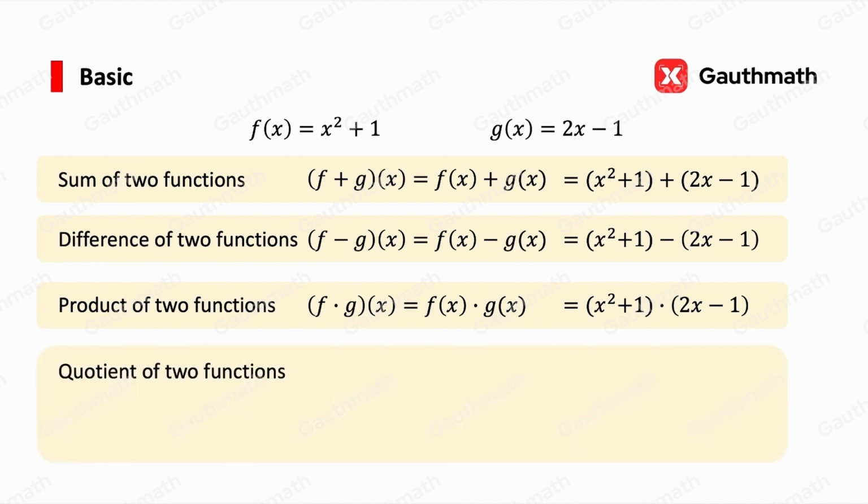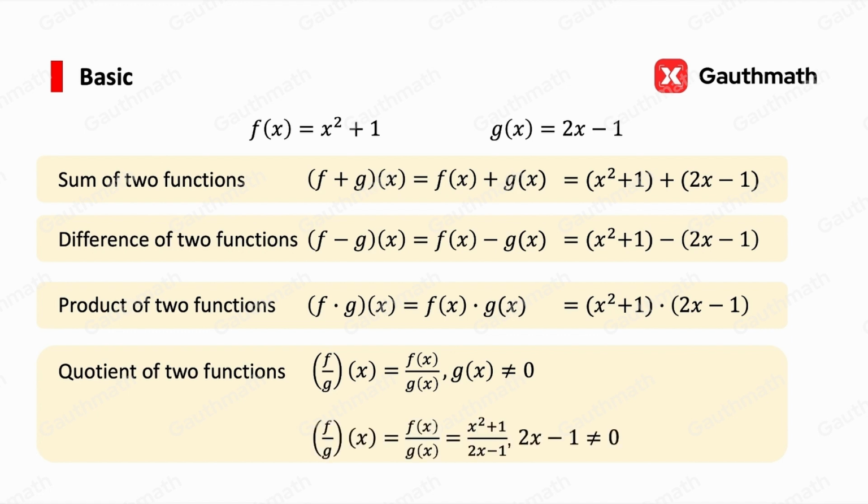And the quotient of two functions, denoted by (f over g)(x), equals f(x) over g(x), and g(x) cannot be 0. So that is (x squared plus 1) over (2x minus 1), and the 2x minus 1 cannot be 0.